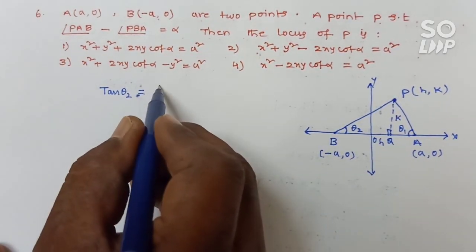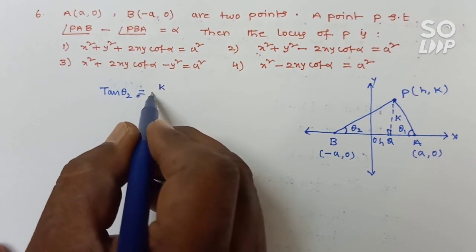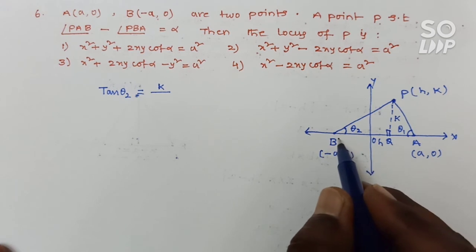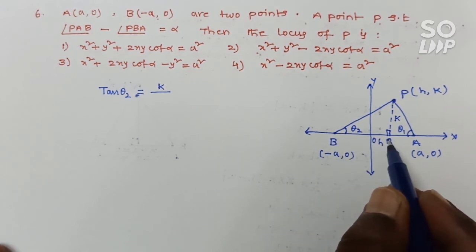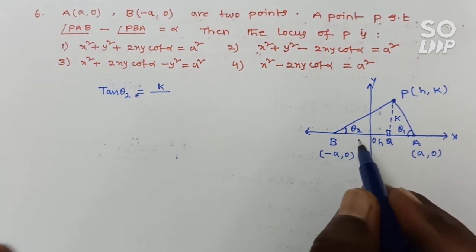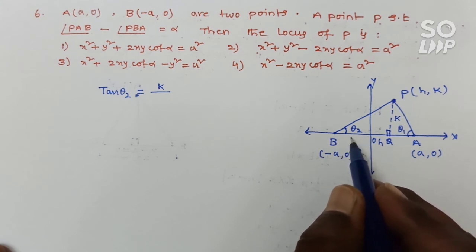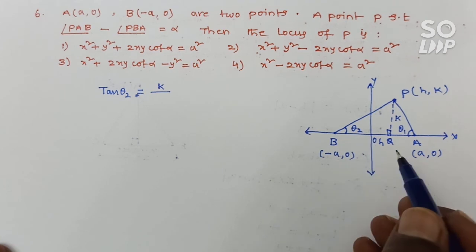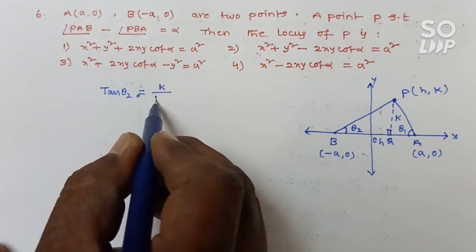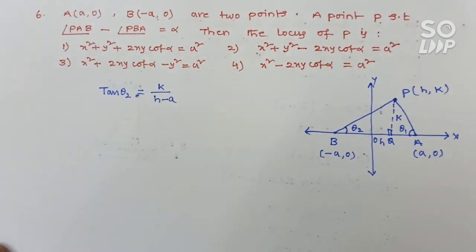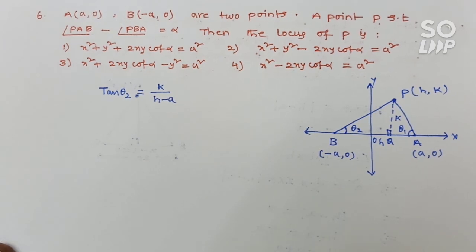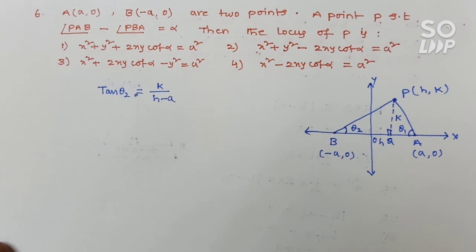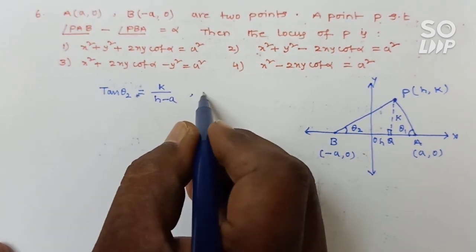So that is equal to K by, so this total length will be equal to what? This total length is H minus A. This length is nothing but minus A. OB length, this is the negative x-axis. So H minus A. And next, you take tan theta 1.